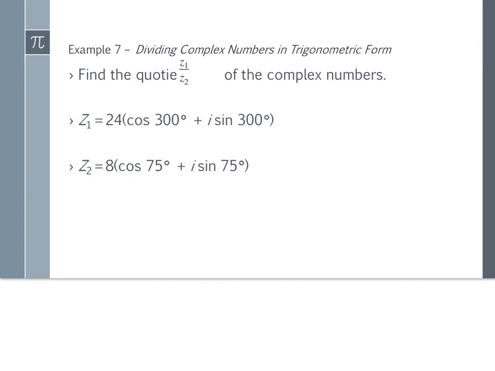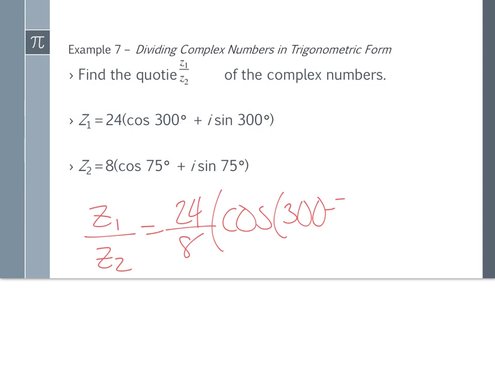Okay, in this example, we're finding the quotient. So when we're finding the quotient, we subtract, we don't add the two angles. So let's take a look. Here we're doing z1 divided by z2 is equal to 24 divided by 8, and then cosine of 300 minus 75 plus I sine 300 minus 75 again.